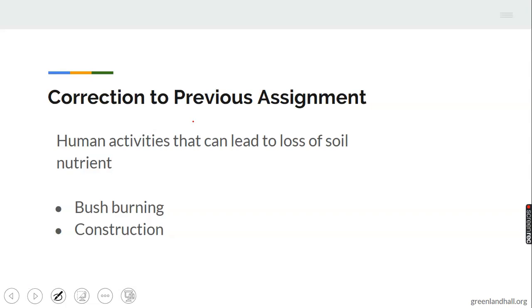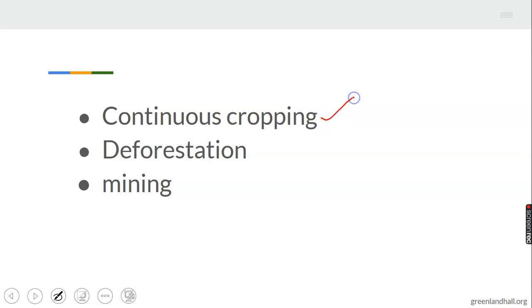Last week, you were asked to state some human activities that can lead to loss of soil nutrients. Remember, the topic was soil conservation. We treated ways of conserving soil in order to maintain the soil fertility for growth and production. And there are other ways in which the nutrient of the soil can be lost. Some of these human activities are stated below. 1. Bush burning. 2. Construction. Continuous cropping, deforestation, and mining.